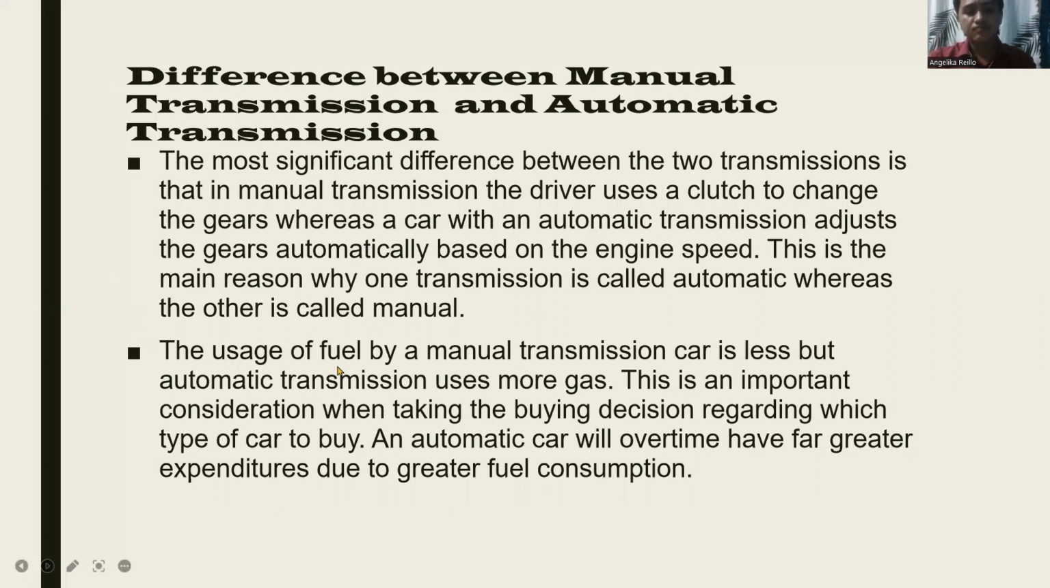The fuel usage of a manual transmission car is less, but automatic transmission uses more gas. This is an important consideration when making the buying decision regarding the type of car to buy. An automatic car will over time have far greater expenditures due to fuel consumption. Basically, automatic transmissions are easier to use and more comfortable for the driver, while manual transmission features are less expensive and more involved. Of course, there are exceptions to any rule, and the only way to be sure which one is right for you is to go for a test drive.